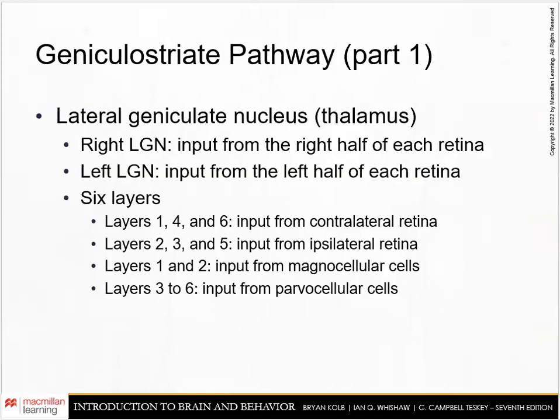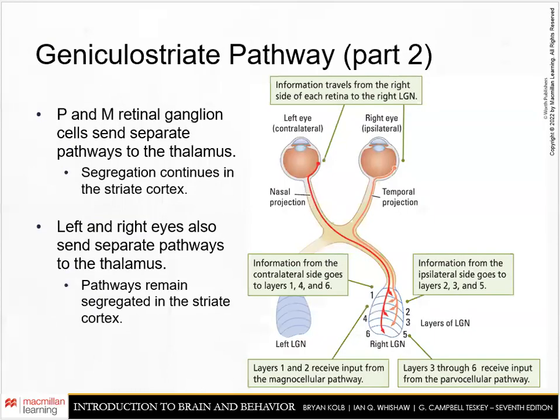With the geniculostriate pathway, there's the lateral geniculate nucleus of the thalamus. The right LGN includes input from the right half of each retina, whereas the left LGN receives input from the left half of each retina. And there are these 6 layers that you can see more about here.